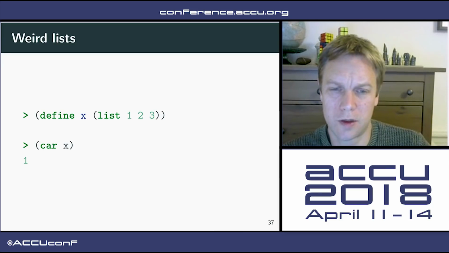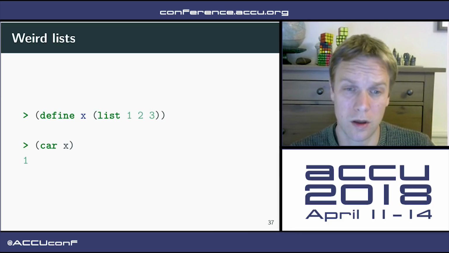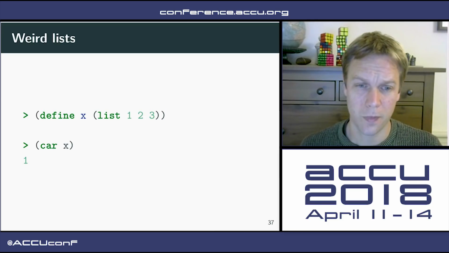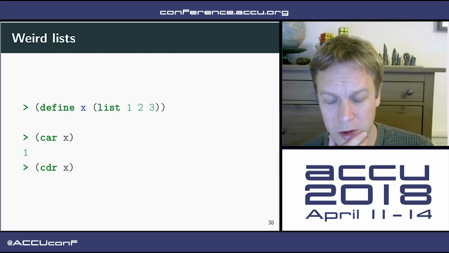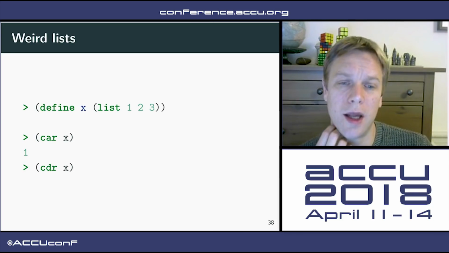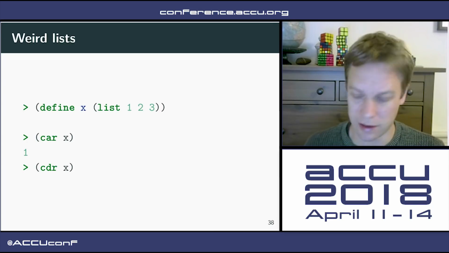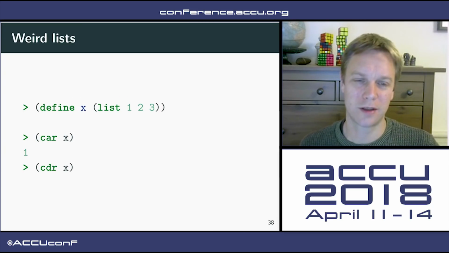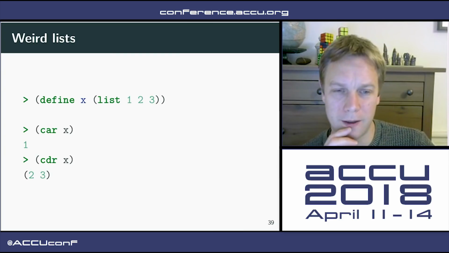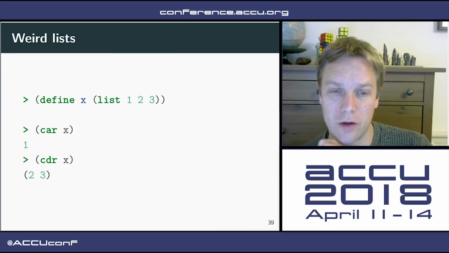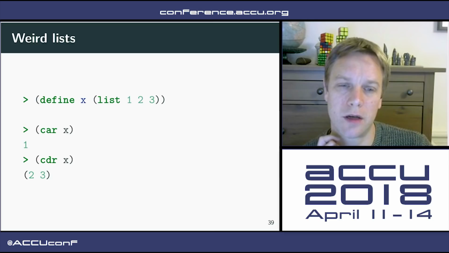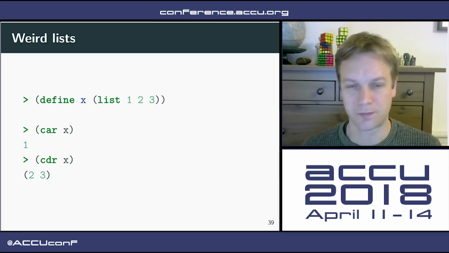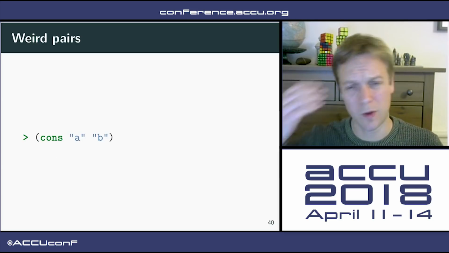So maybe that gives us a bit of a clue as to what car means or what car does. Now there's another function, or another operator, called cdr. So when we pass x into cdr, and yes, that is, as far as I understand it, how you pronounce it, what we get back is a list of 2 and 3. So car gave us back the first thing in the list, and cdr gave us back all the other things in the list. So bear that in mind, we'll get there.